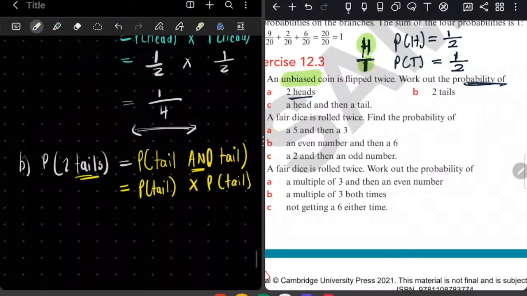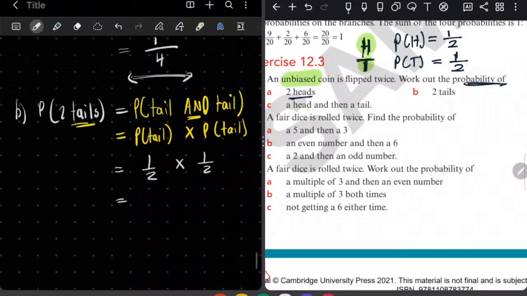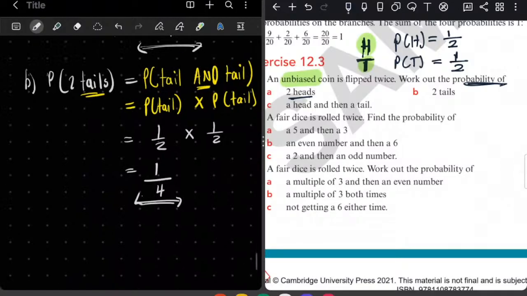What is the probability of tail? Half. Times, what's the probability of tail again? Half. Now you multiply, because we're multiplying fractions. The top multiplies, the bottom multiplies. 1 times 1, 1 over 2 times 2, 4. So we get 1 over 4. Are you seeing that we are just using the same things over and over again? Right.